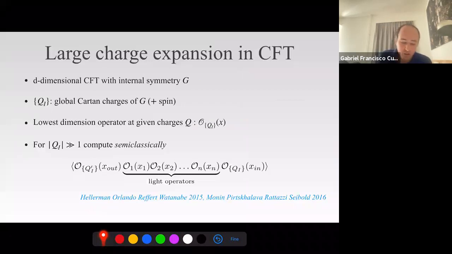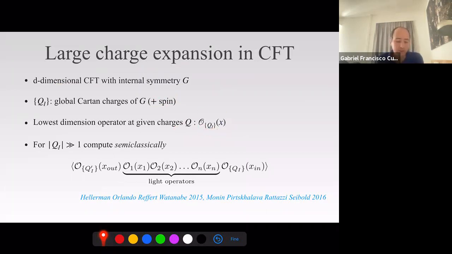So the goals of the large charge expansion in conformal field theory are similar. To set up what one expects to do, one takes a d-dimensional CFT with some internal symmetry G, and calls Q_i the global Cartan charges of the group, a set which you might also extend to include spin. The lowest dimension operator with fixed charges Q will be some operator O_Q.